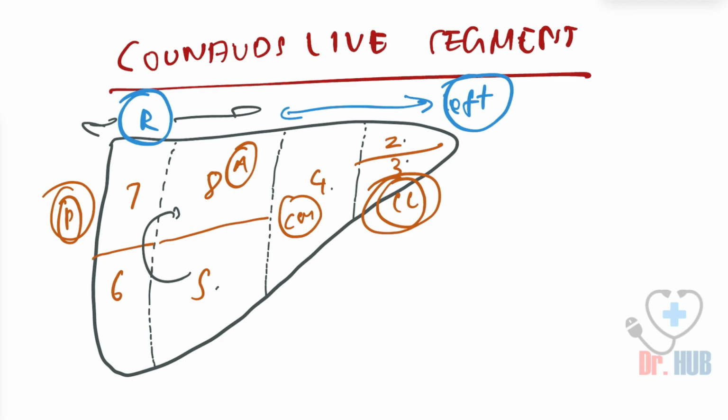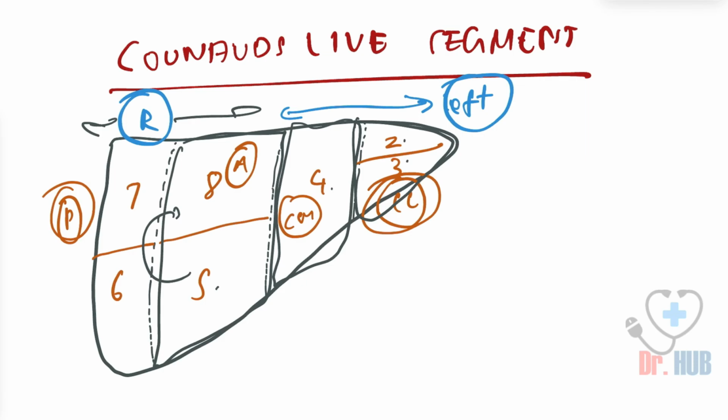Just to put it in terms of names, 2 and 3 belong to the left lateral. Next, the 4 belongs to the left medial. The 5 and 8 belong to the right anterior, and 7 and 6 belong to the right posterior. So this is about the Couinaud liver segments.